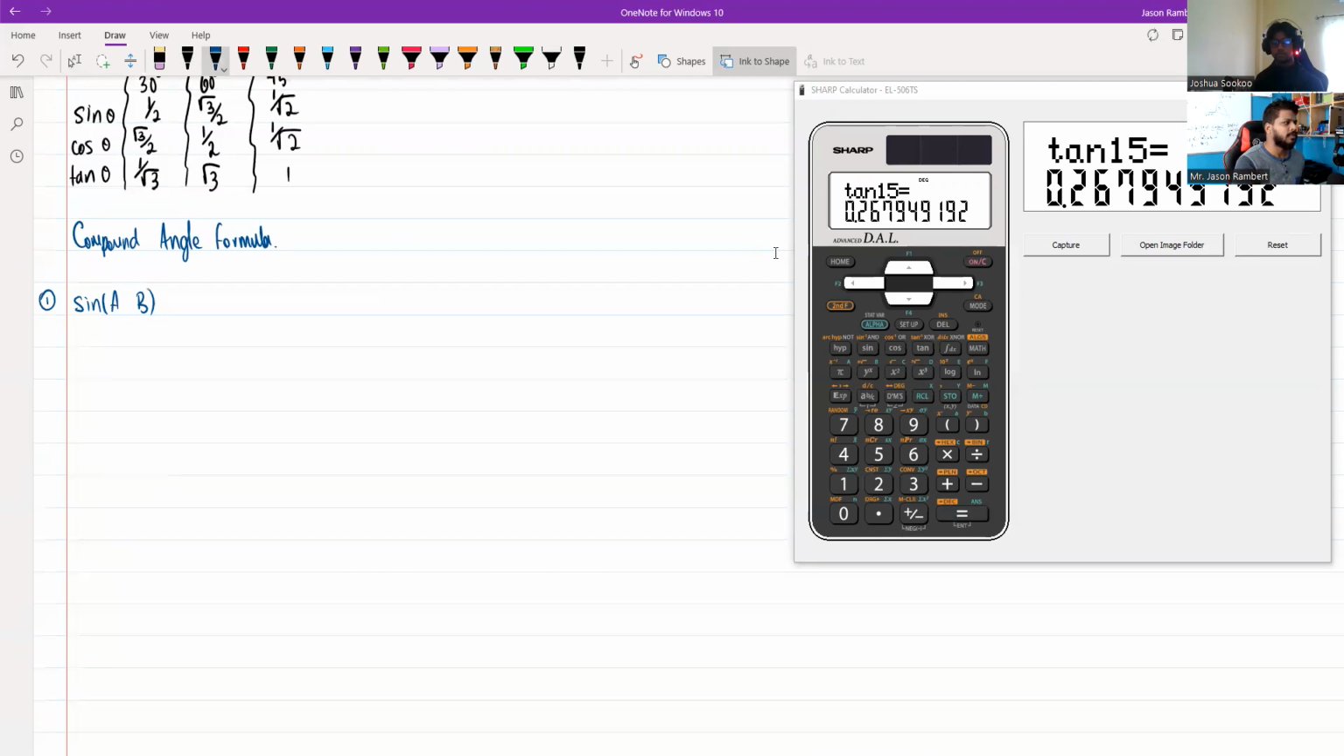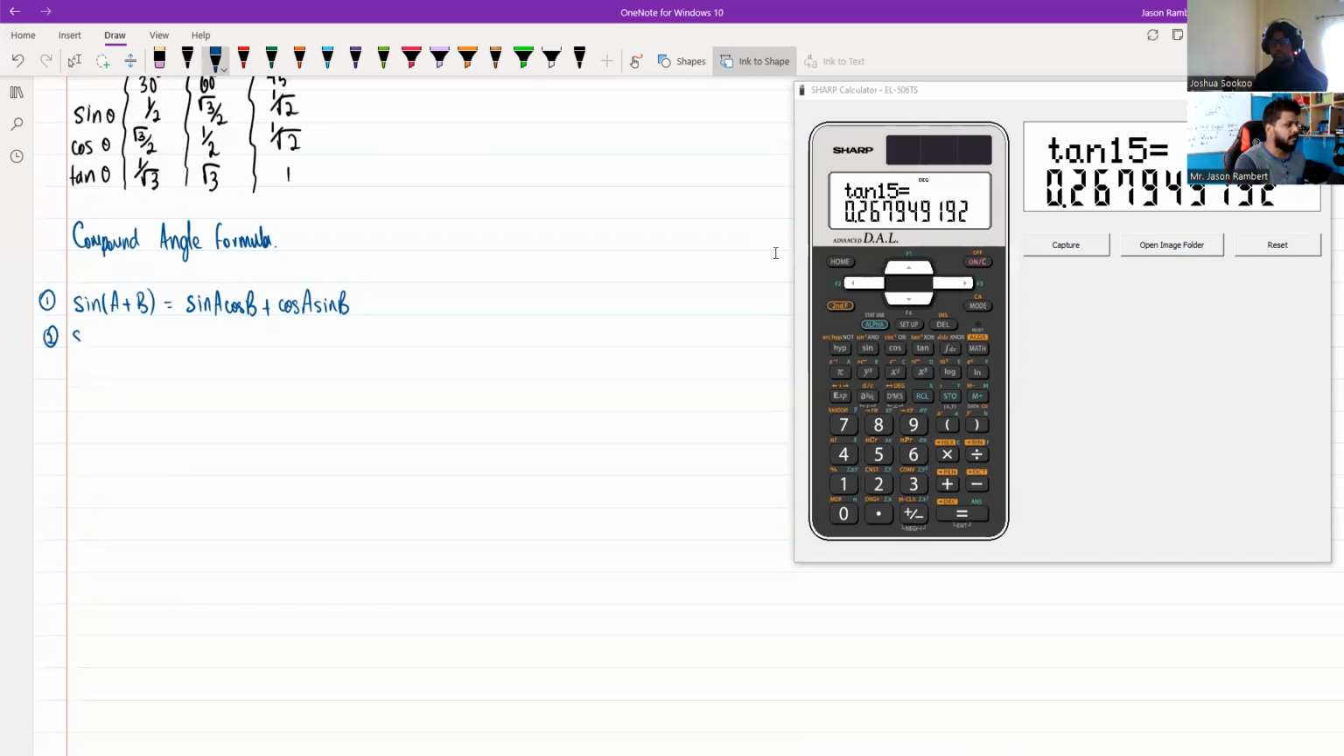All right, I'll just focus on sine and cosine for now, and a little later down the road, we'll introduce tan, okay? Sine of A plus B, where A and B are any angle, can be any size, is sine A cosine B plus cosine A sine B.